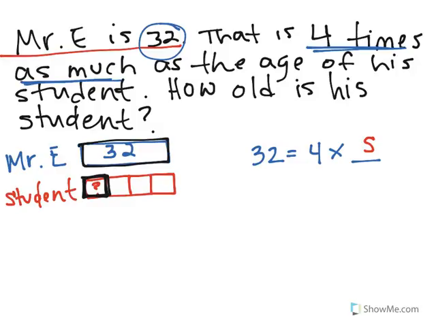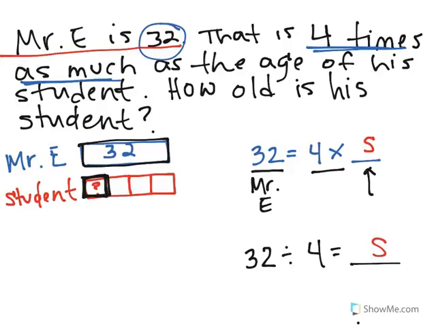So going back to that equation, 32, Mr. E's age, Mr. E, is the same as 4 times as many as the student's age. 4 times something is 32. And because our students are really, really familiar with the inverse of multiplication being division, they can flip this into 32 divided by 4 equals blank.